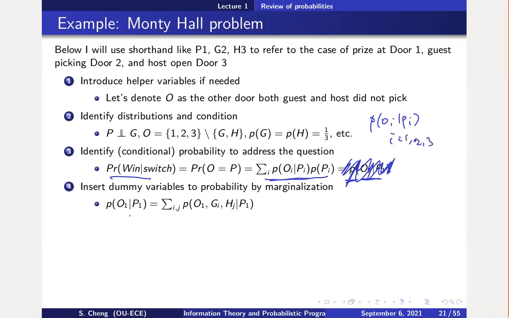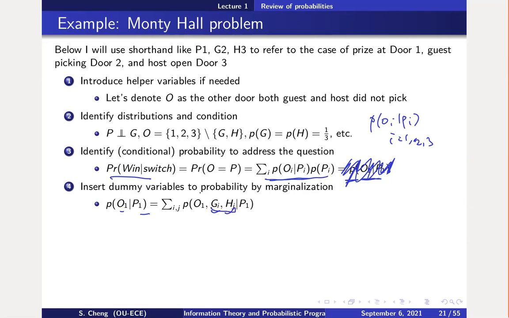So let's start with the 1 here, P of O1 given P1. Now I can repeat the same trick here. I do marginalization. I insert G and H here and sum over that. Note that I need G and H because I don't know directly how O is related to P. I know how O is related to G and H, and how G and H will be related to P and so on. So therefore, I need to insert these dummy variables here.